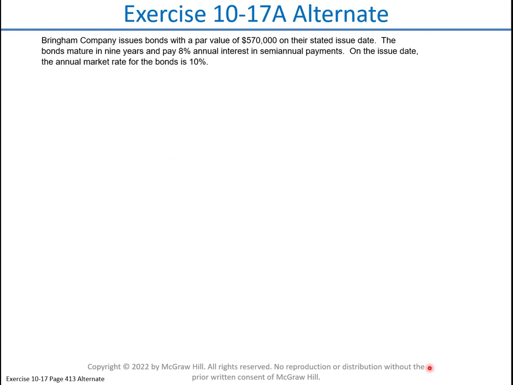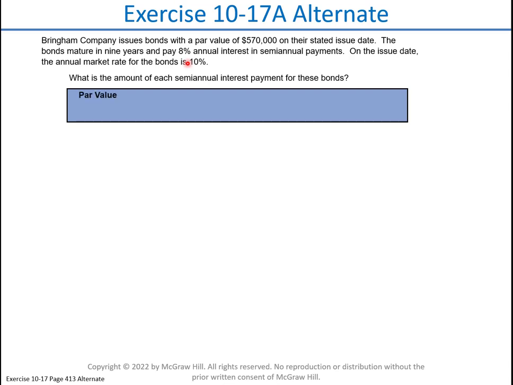Now we're looking at exercise 10.17. This says they're issuing bonds with a par value of $570,000. The bonds mature in 9 years and pay 8% annual interest. On the issue date, the market rate is 10%, so they're only paying 8%. The market rate is greater, so these bonds will sell at a discount.